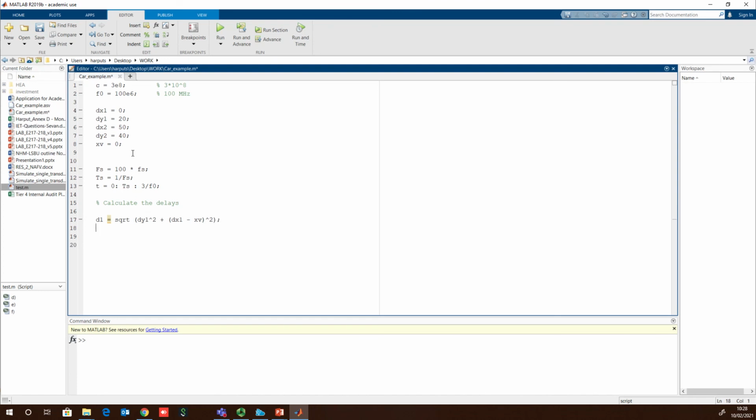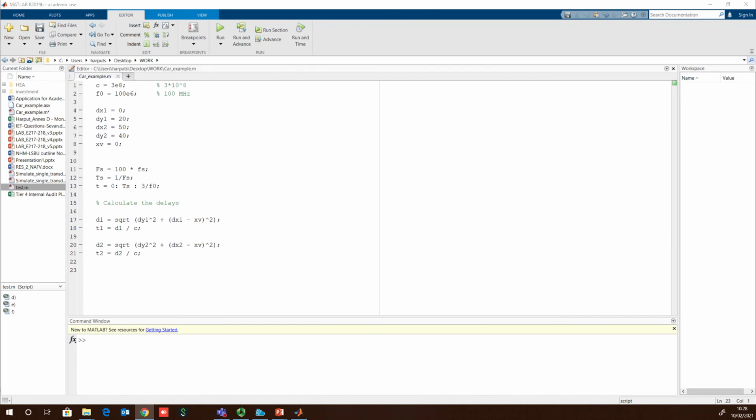This is the same equation we wrote, and then the time delay is calculated by dividing the distance by the speed c. And then d2 is exactly the same thing, so I'm just copy pasting and updating the parameters here. Everything becomes 2 here. We're calculating d2, using dy2 and dx2 locations for the transmitter 2, and now this will give us the time delay t2. So now we have written the equations.